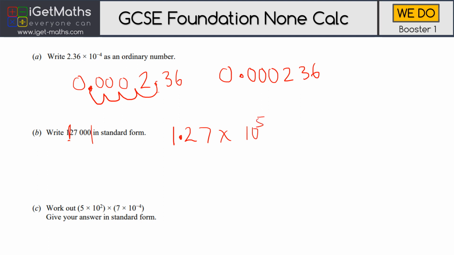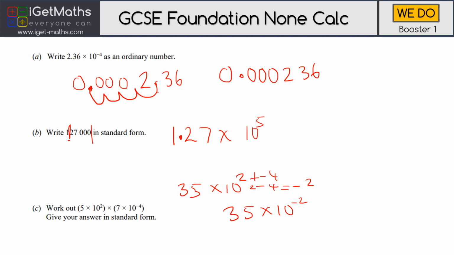Now we need to work out 5 times 10 to the power of 2 times 7 times 10 to the negative 4, and we need to give this in standard form. So you would do the 5 times 7 first, that would give you 35. And then we would do times 10 to the power of 2, and remember index law of multiplying indices, you add them, so that's going to be plus minus 4. And a plus and a minus gives you a minus, so that ends up being 2 minus 4, which would equal minus 2.